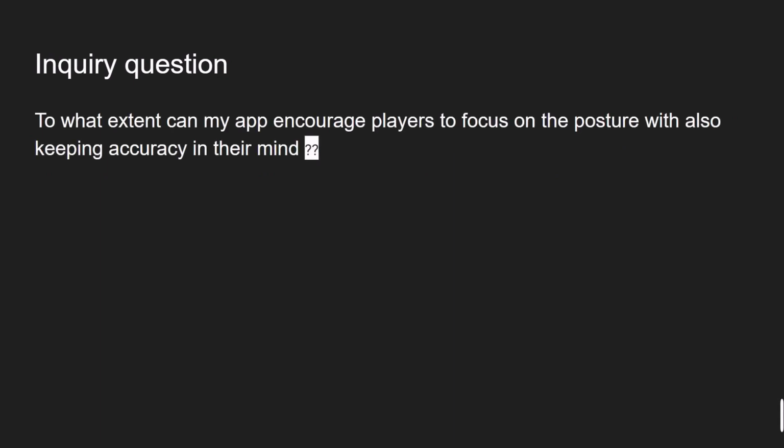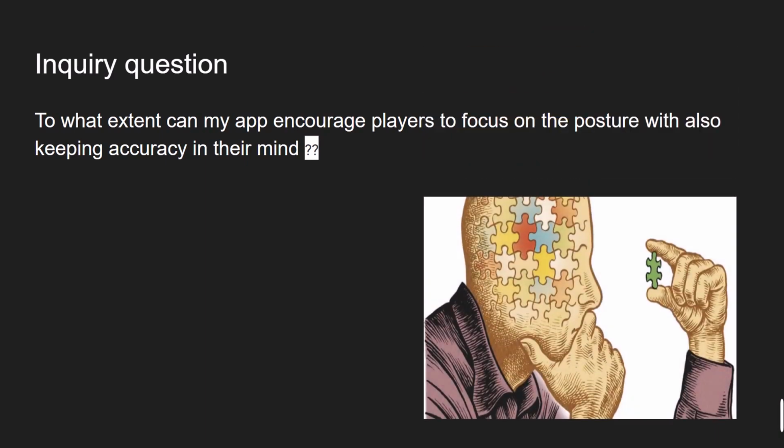Inquiry question: To what extent can my app encourage players to focus on posture while also keeping accuracy in mind? If I'm focusing on my hand gestures and body posture in a proper way, then I might not focus on my accuracy, but how to think positively about both sides, so that accuracy is also fine and the shooting posture is also very good. This was the kind of question I used to think about.